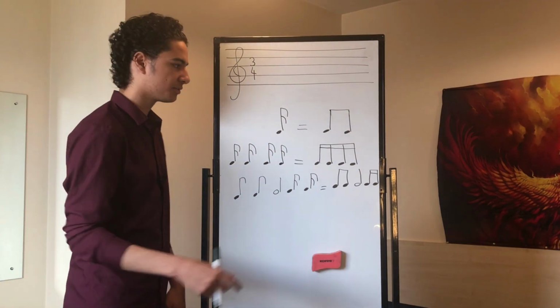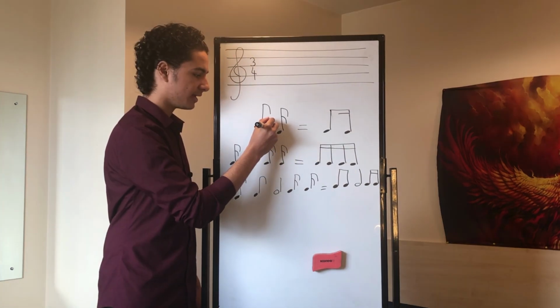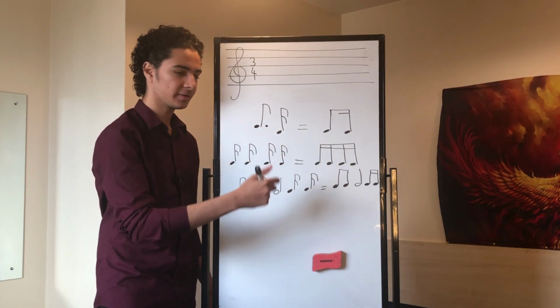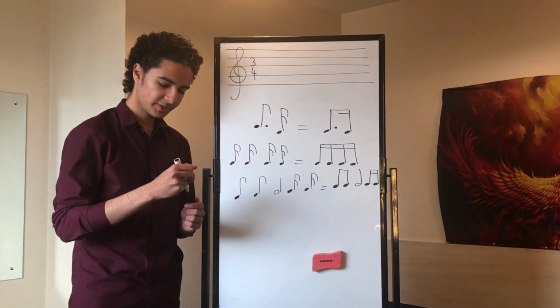Before we finish up this lesson, I just want to show you one quick rhythm that you're probably going to encounter soon, which is when you have a dotted quaver and then a semiquaver. And so that's what that would look like. It's a pretty common rhythm.